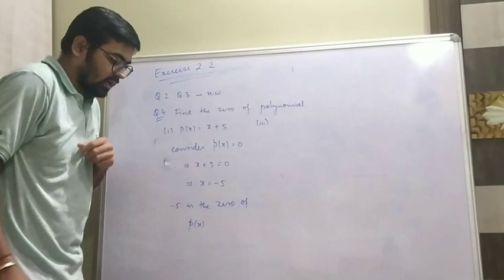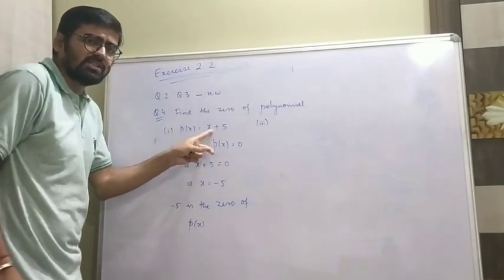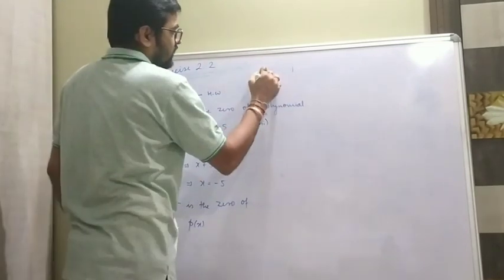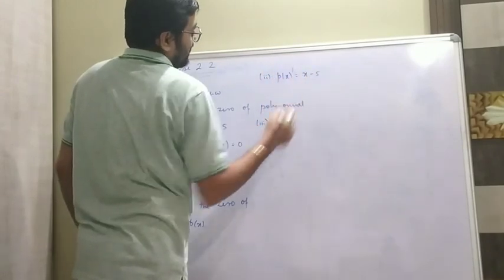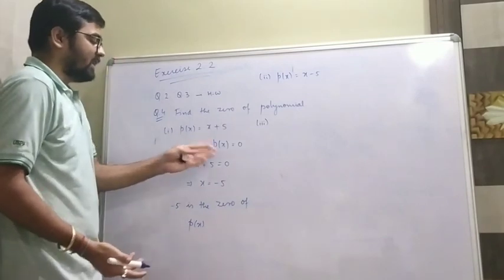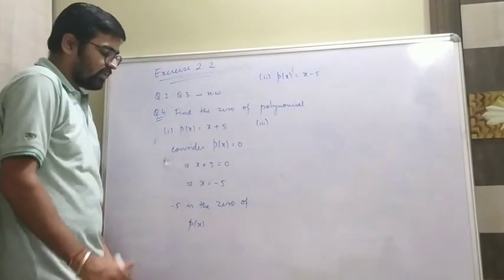Am I correct? Now the second one is just minus 5 over here, so I am giving that as homework. The second question is p of x equals minus 5. I shouldn't solve that, it's simple, same problem, you will get x equals 5. So 5 is the zero.